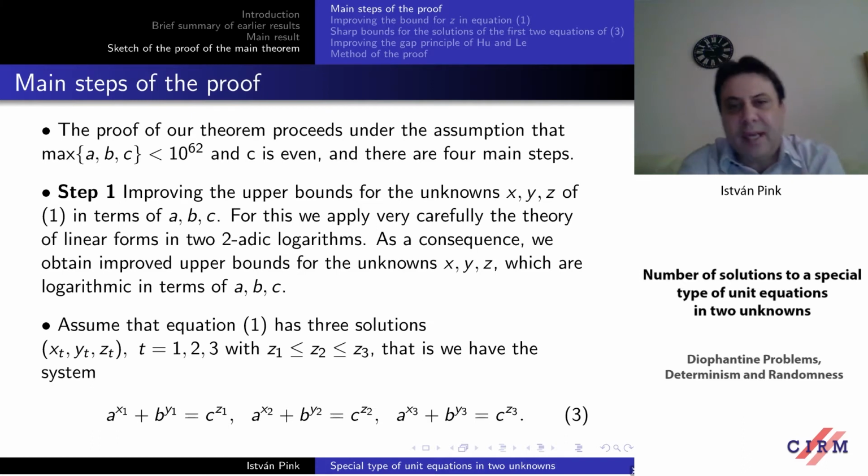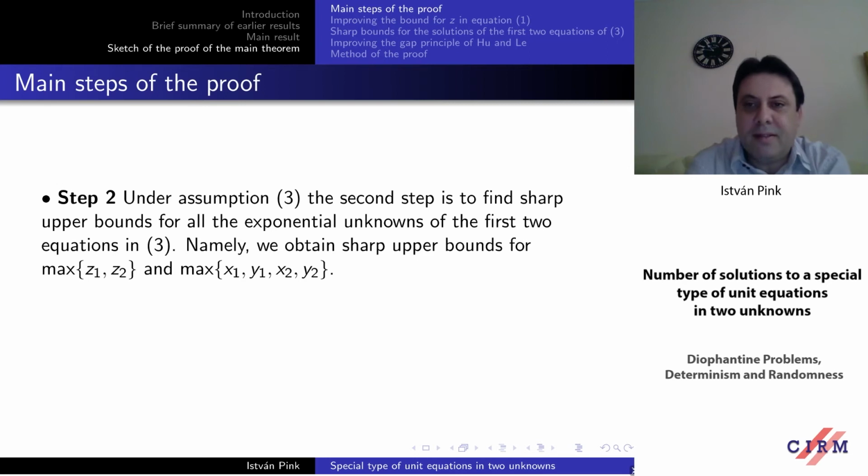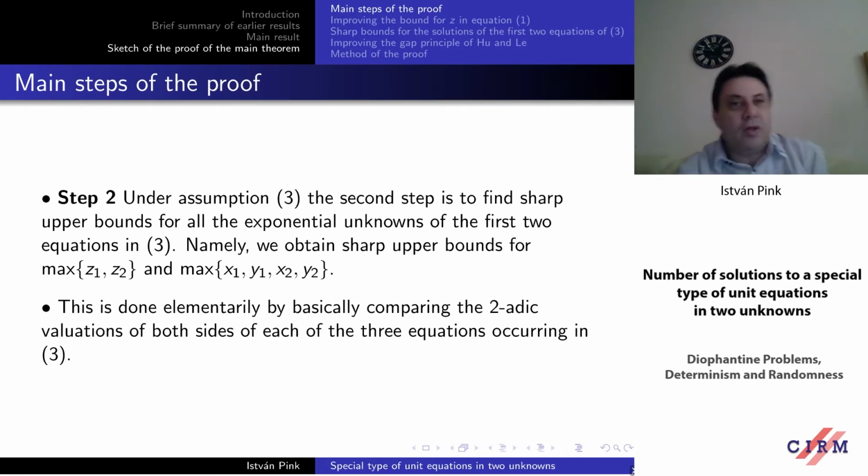And after this general step, we assume that we have 3 solutions. So our equation has 3 solutions. Without loss of generality, we may assume that z1 is less than or equal to z2 and less than or equal to z3. So in fact, we deal with this system 3. Under the assumption that we have 3 solutions, the second step is to find sharp upper bounds for all the exponential unknowns of the first 2 equations in 3. Namely, we obtain sharp upper bounds for the maximum of z1, z2, and the maximum of x1 up to y2. And in this step, we avoided the use of Baker's method. This was done elementarily by basically comparing the 2 adic valuations of both sides of each of the 3 equations occurring in our system. And I also come back to this point later.